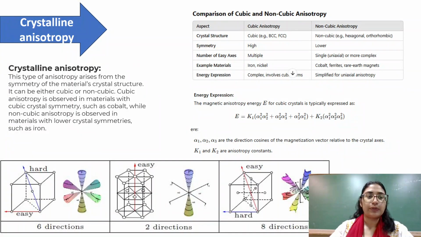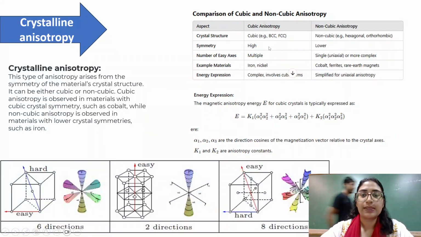The first type that we will discuss is crystalline anisotropy, which is the anisotropy that arises due to the symmetry of the material's crystal structure, whether it's cubic or non-cubic. Here is a table where we can see that cubic anisotropy includes the FCC or the BCC cubes.